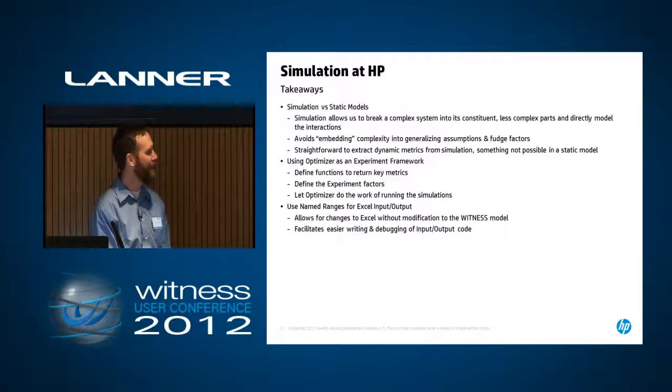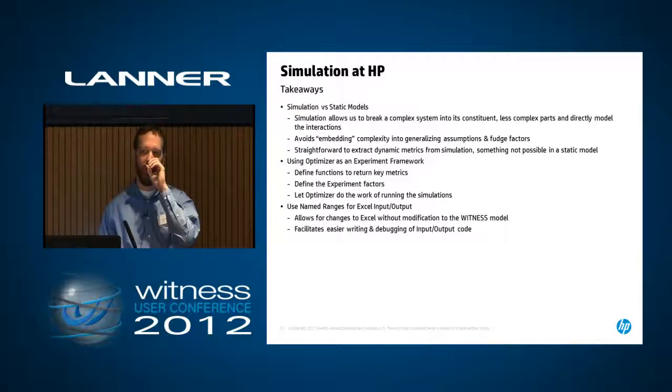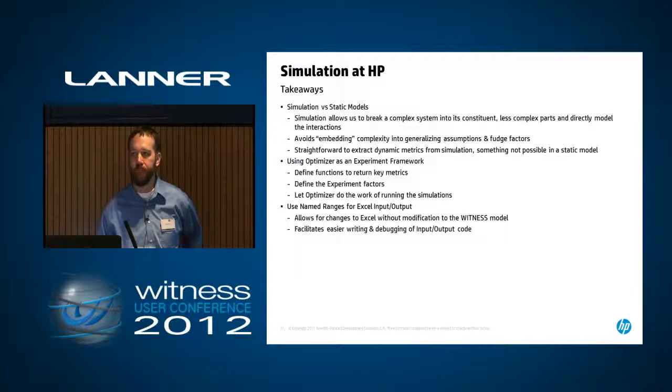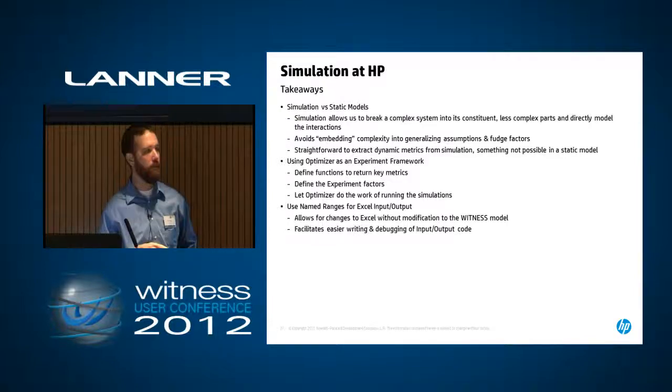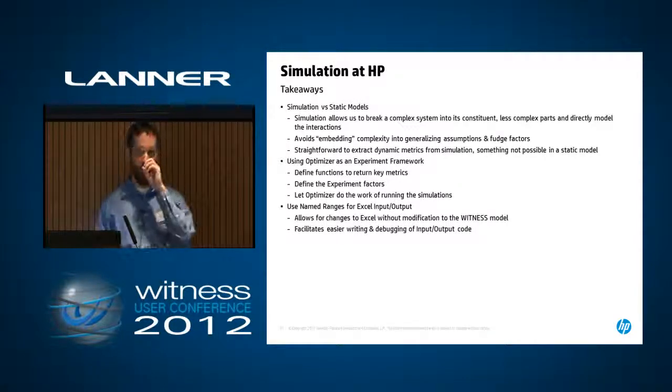But it's very handy if you can define some functions to return the metrics that you're interested in. For example, the starvation metric that I mentioned before, I just have a function that returns number of occurrences and severity. So two different functions. You can set that up in Optimizer, then define all the factors that you want to run your experiment, and then just let Optimizer run. Sometimes overnight if you have to.